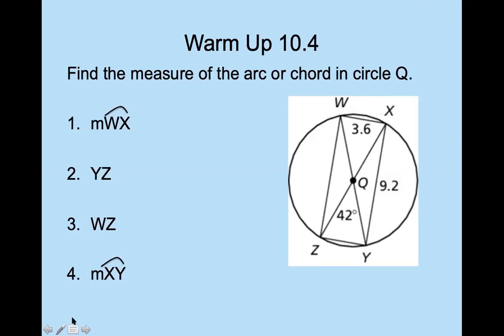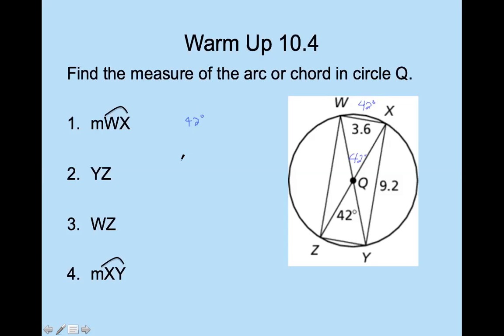So I'm going to write that down. Let me get my pen. All right, so this angle here would be 42. And if that angle is 42 degrees, then so is this arc out here. Central angles have the same measure as their intercepted arc. So I'll write that over here. Okay, so number one, we have 42 degrees.